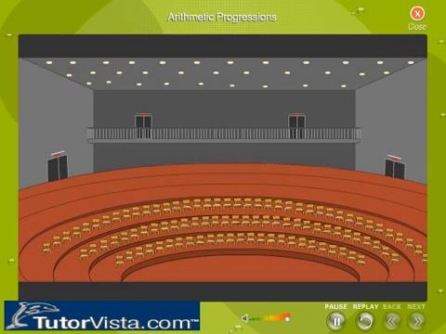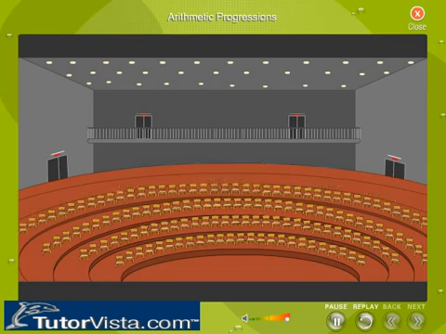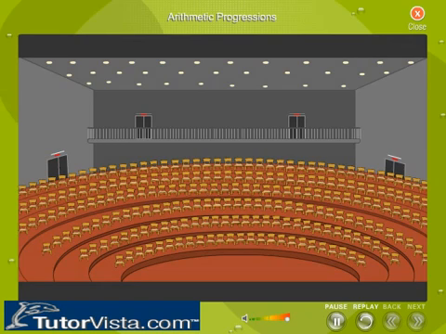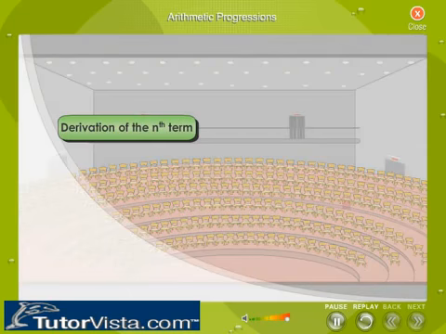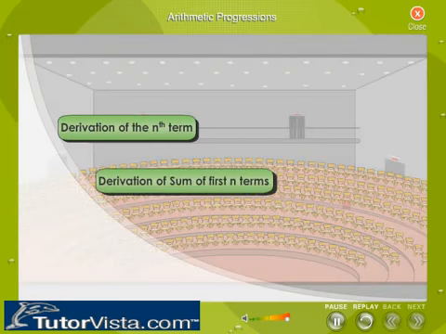How many seats will be there in the 10th row? How many rows will the auditorium need so that the capacity is 1,110 people? This is an example of arithmetic progression. You will be able to solve this problem at the end of this module. Derivation of the nth term. Derivation of sum of first n terms.